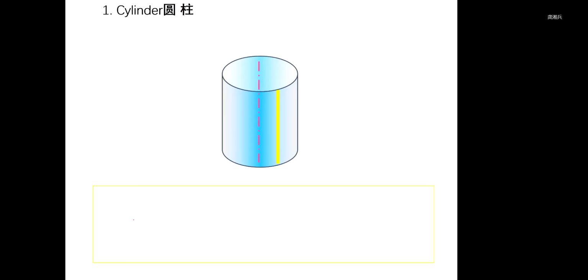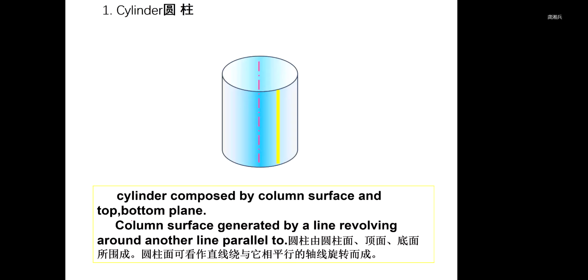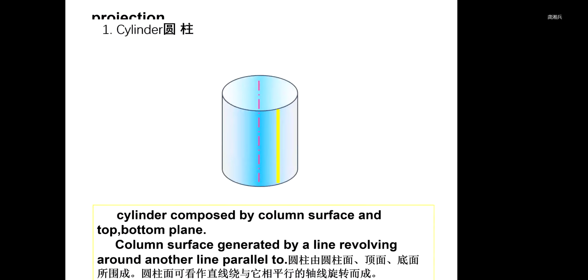Okay, the cylinders. Just like here, we can use the red line here. We get the dashed line, which means the axis. We get the red line, the yellow line. The cylinder is composed of a column surface and the top and the bottom plane. Column surface means the side one. The side one is the curved surface, generated by a line revolving around another line parallel to it. This one is parallel to this one. So you can see this picture.